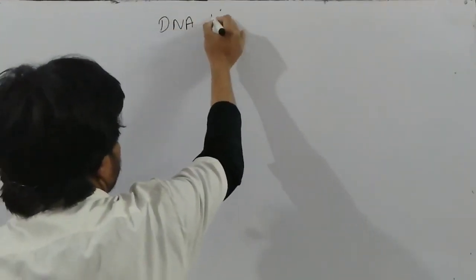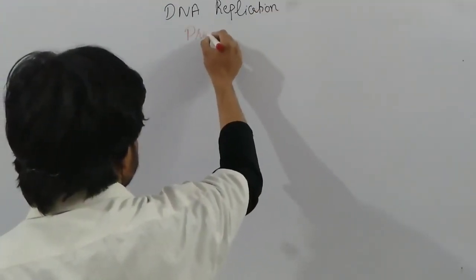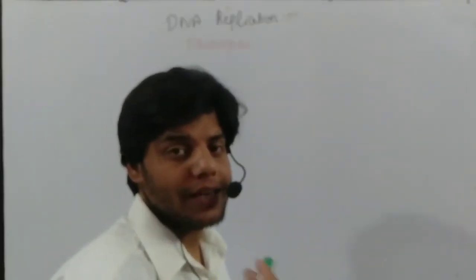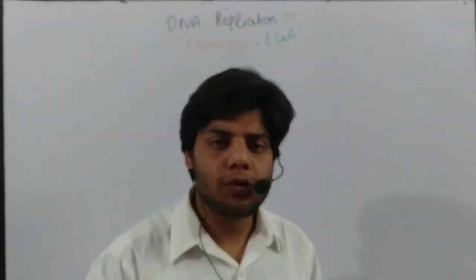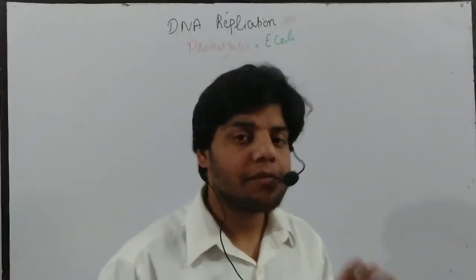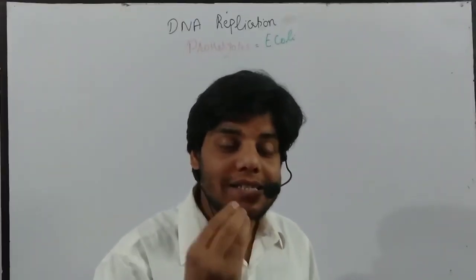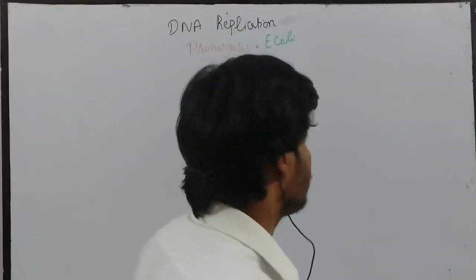So let me write DNA replication in prokaryotes. Usually in a bacterial cell, or we can say in E. coli. Now this is the first video lecture of the DNA replication, and in this first video lecture we are going to talk about different kinds of proteins and the stages which are involved in the DNA replication in case of the prokaryotic cell.